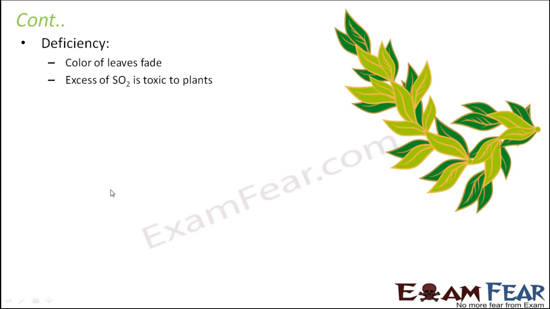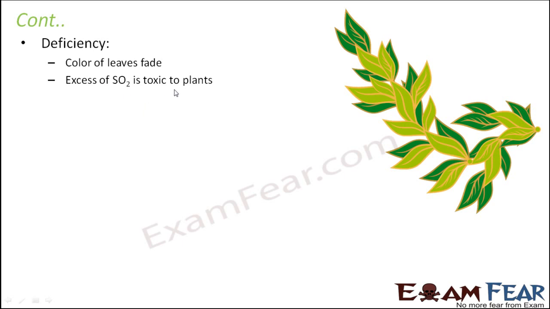Deficiency of sulfur can cause the fading of the color of leaves. So if the leaf colors were dark before, gradually they start fading. For example, here in this picture you see, earlier it was dark green, gradually it is becoming light green. From light green it will become even lighter, and gradually it might even turn into white. So the color of the leaves starts to fade.